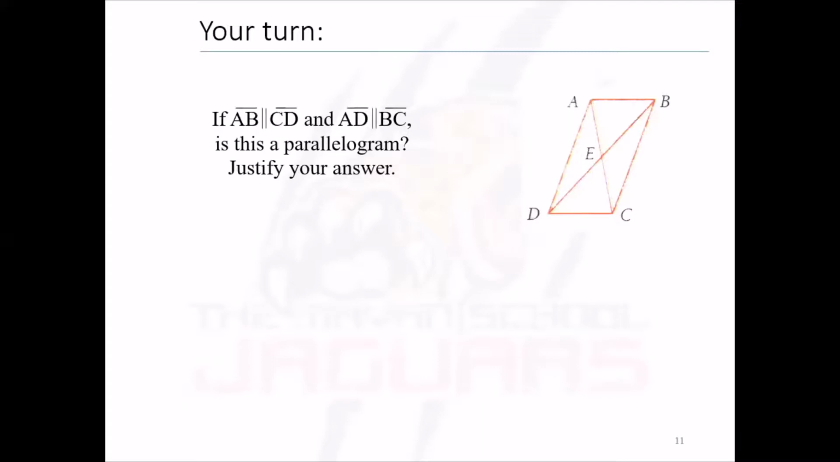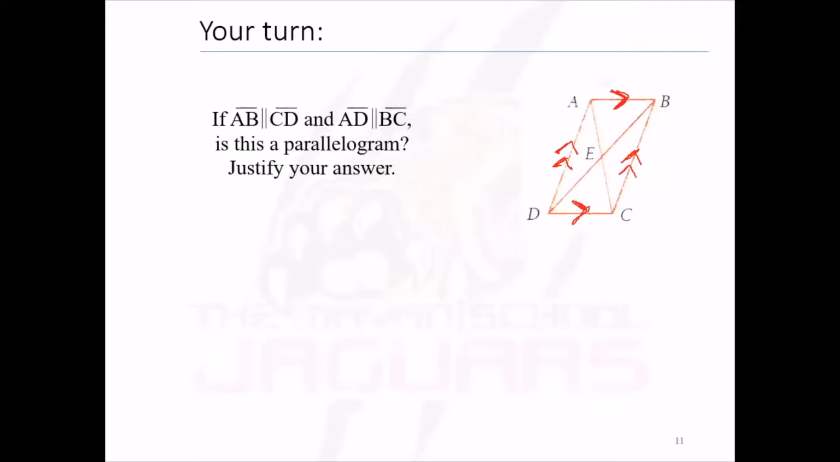Let's see what I have, and let me use some marking of the figure so we can see that clearly. I have given that the segment AB is parallel, this is the way that we indicate two segments are parallel, to the segment DC. And also the segment AD, so let me use a double arrowhead, is parallel to the segment BC.